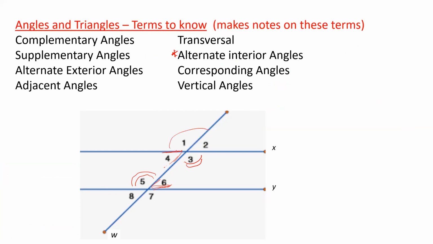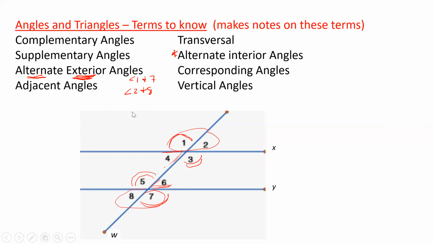As far as the other 4 angles, those are outside the parallel lines, so we're going to call those alternate exterior angles. They're on opposite sides of the transversal and they are outside the parallel lines. So angles 1 and 7 are alternate exterior angles. See how they're wide, obtuse angles. And then we have angles 2 and 8. They're alternate exterior angles and they are congruent.